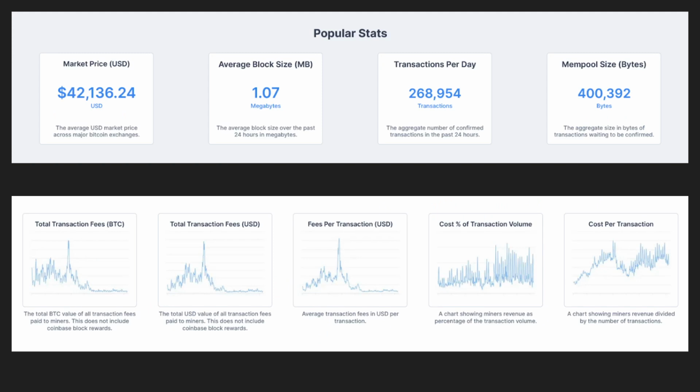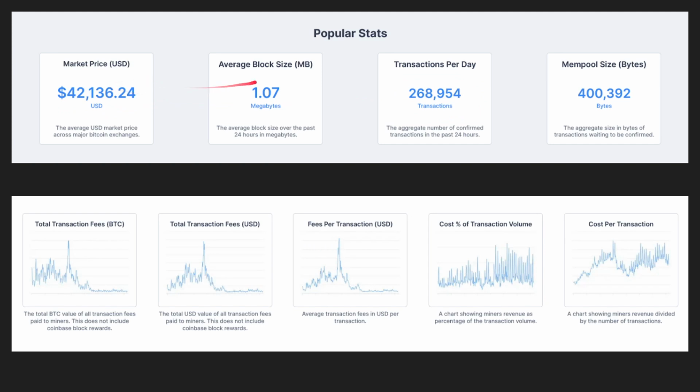Here are just some more popular and relevant stats regarding the average block size, mainly pertaining to Bitcoin. This is from blockchain.com. They have a lot of general charts regarding Bitcoin transaction fees, total transaction fees, the mempool size, transactions per day. So Bitcoin currently sees about 268,000 or about 269,000 transactions per day.